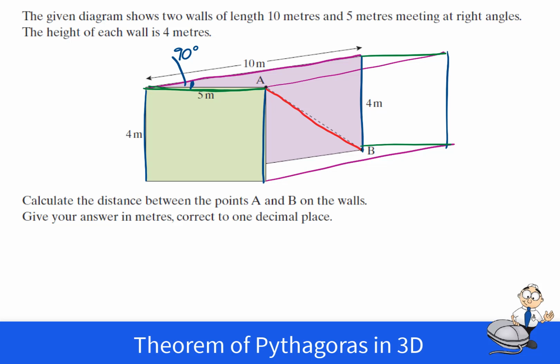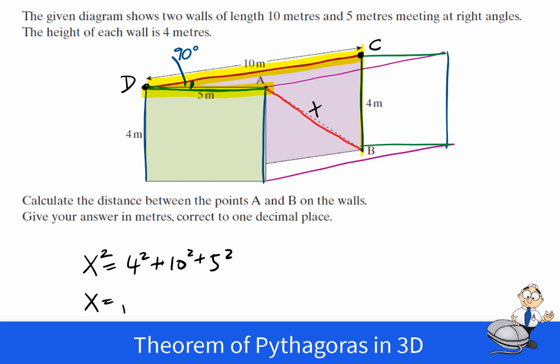So if I could get a right angular route going along the edges, so I'm going to label some points here, C and D, to get from B to A, well then I could use Pythagoras' theorem in 3 dimensions. So I could travel along BC, then C to D, and D to A. And this would be a right angular route. So Pythagoras' theorem in 3 dimensions says x squared should be equal to 4 squared plus 10 squared plus 5 squared. And this is our solution.